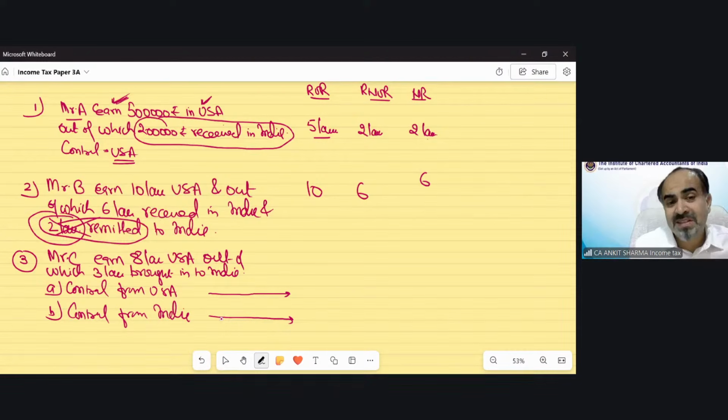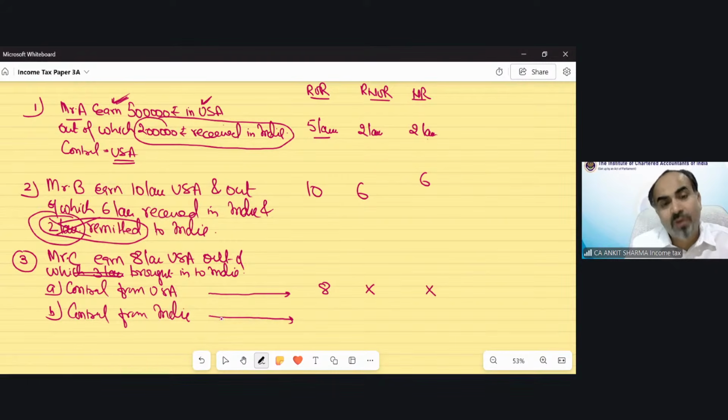So if the business has been controlled, now this information of brought is irrelevant, students. So you just have the information, Mr. C earned 8 lakh from USA. And if this business is controlled from USA, then 8 lakh is going to be taxed in case of ROR. Not controlled, not received anything in India, nothing is taxable. Not received in India anything, non-taxable.